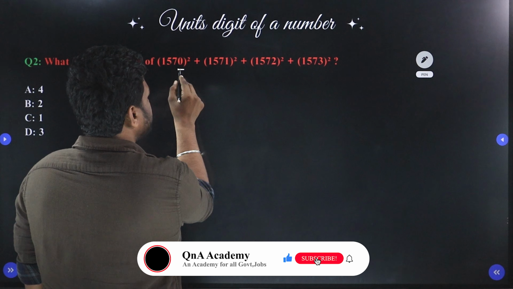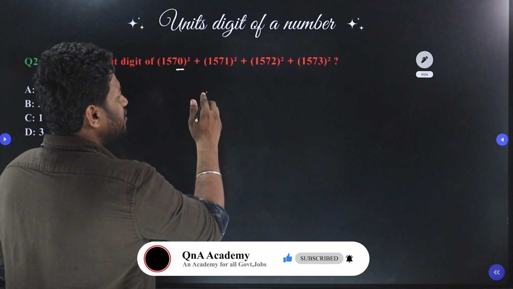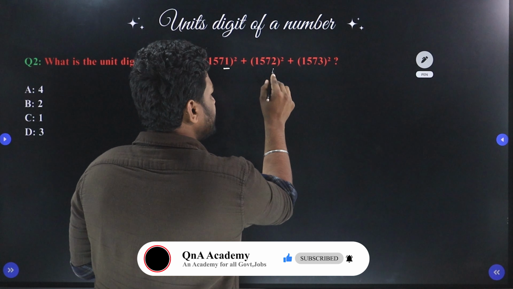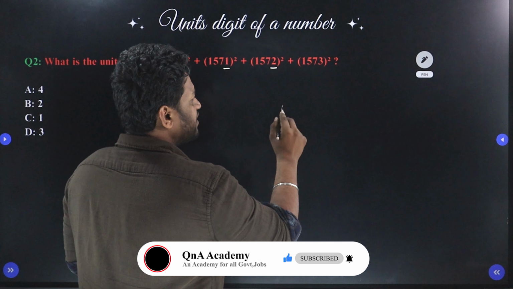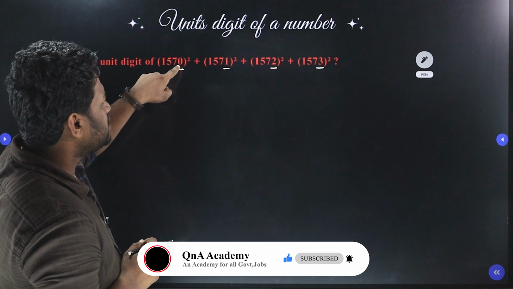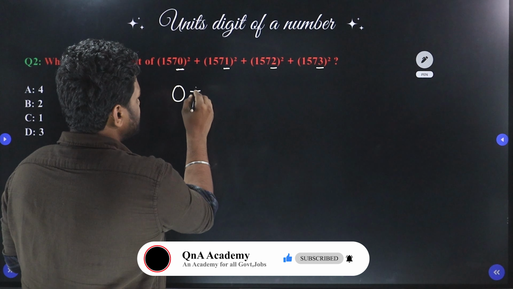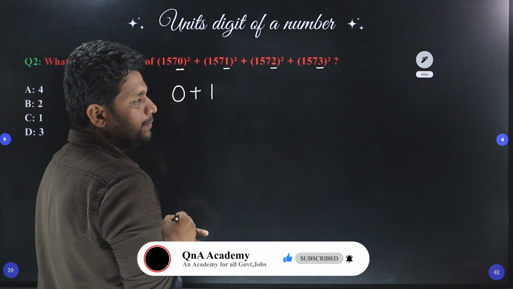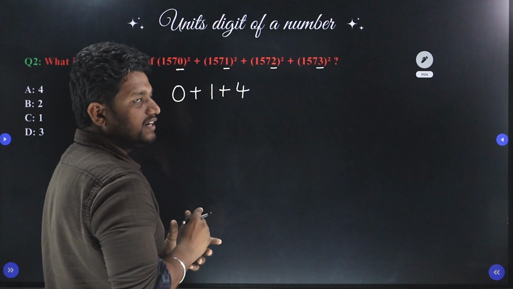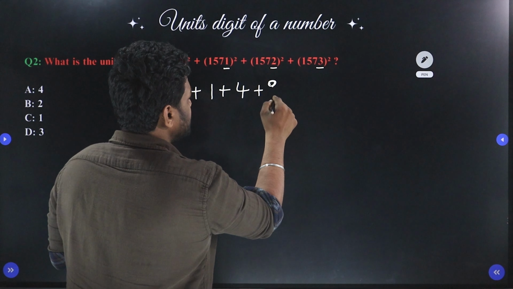What are my units places? In 1570, 0 is my units place. In the same way, in 1571 my units place is 1, in 1572 my units place is 2, and in 1573 my units place is 3. Now, what is 0 square? 0 square is nothing but 0 only. Plus, what is 1 square? 1 square I'll consider as 1. Next, 2 square is 4. Next, 3 square I'll take as 9.